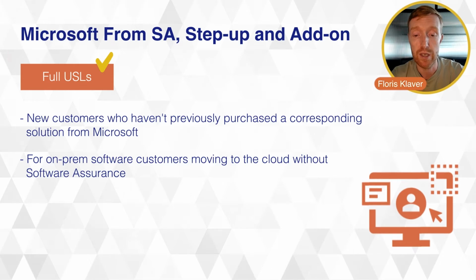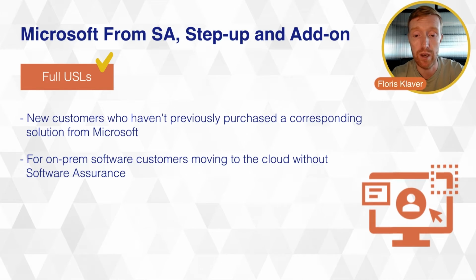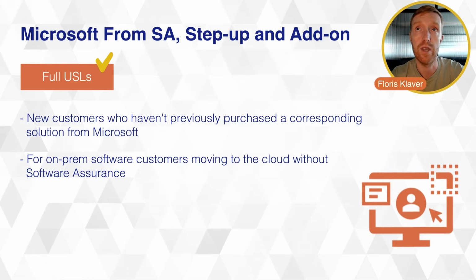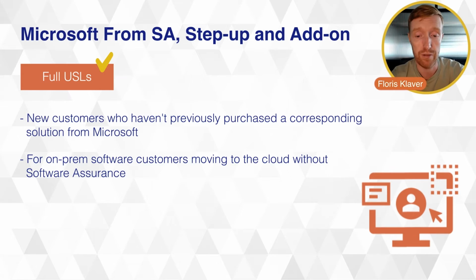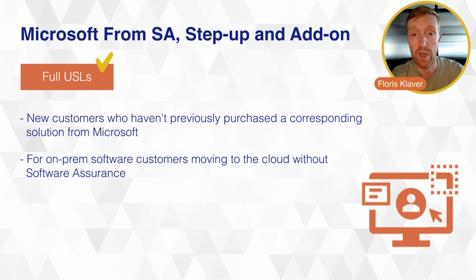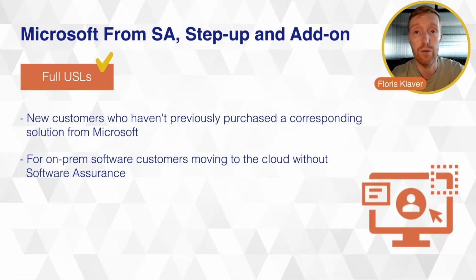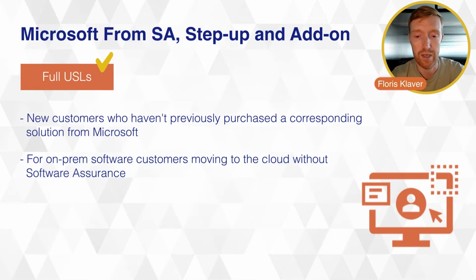So From SA is basically a benefit that Microsoft has granted in the past to Microsoft customers that would transition from on-premise software to Microsoft 365's cloud subscriptions. So you would buy, for instance, Office Pro Plus with software assurance. That would mean you could translate that to the cloud service of Microsoft and receive From SA licenses for that service.